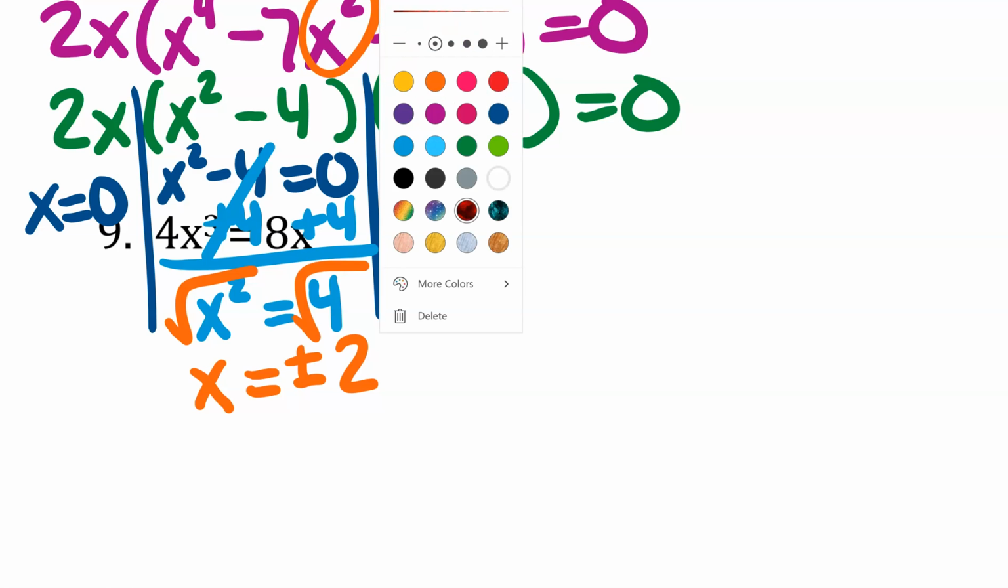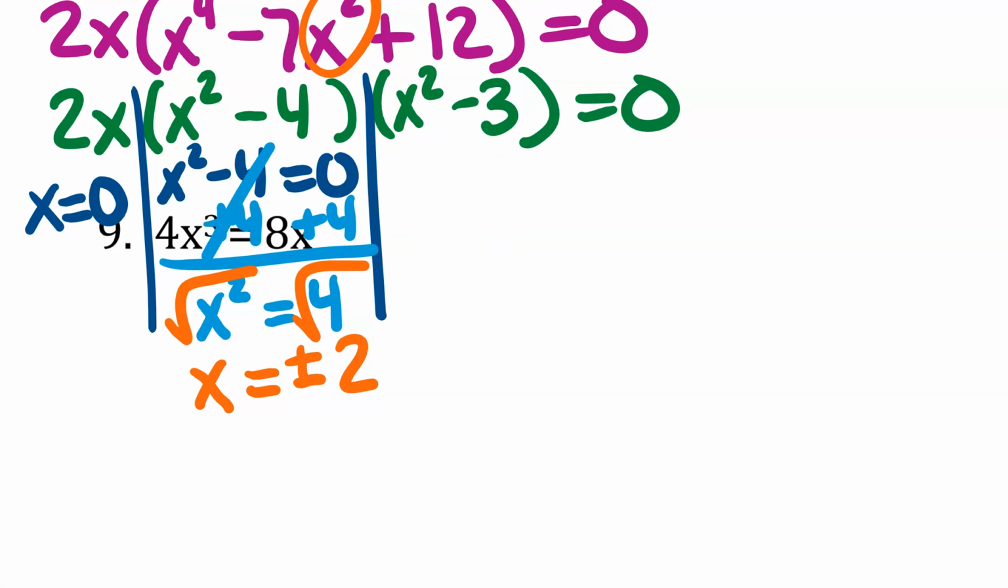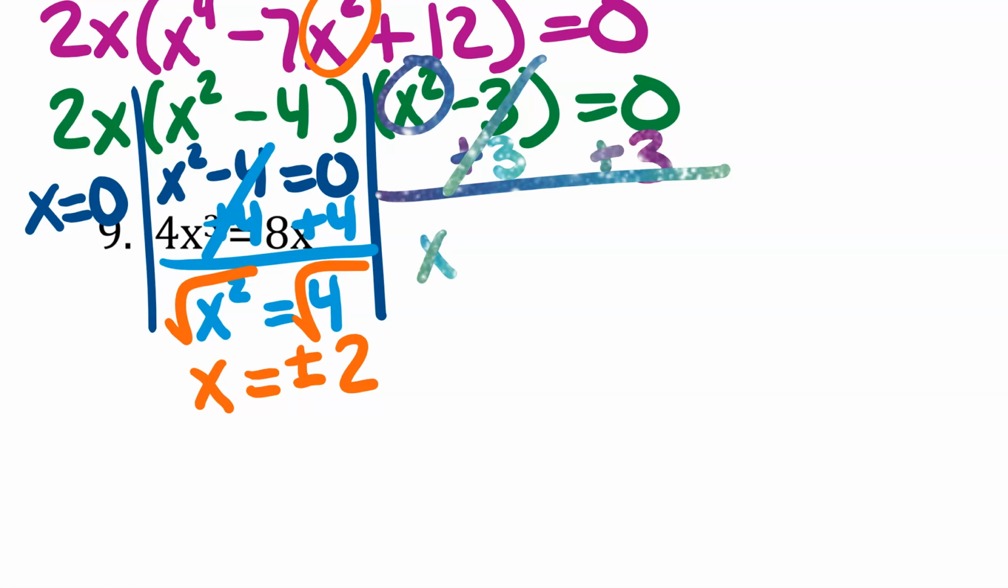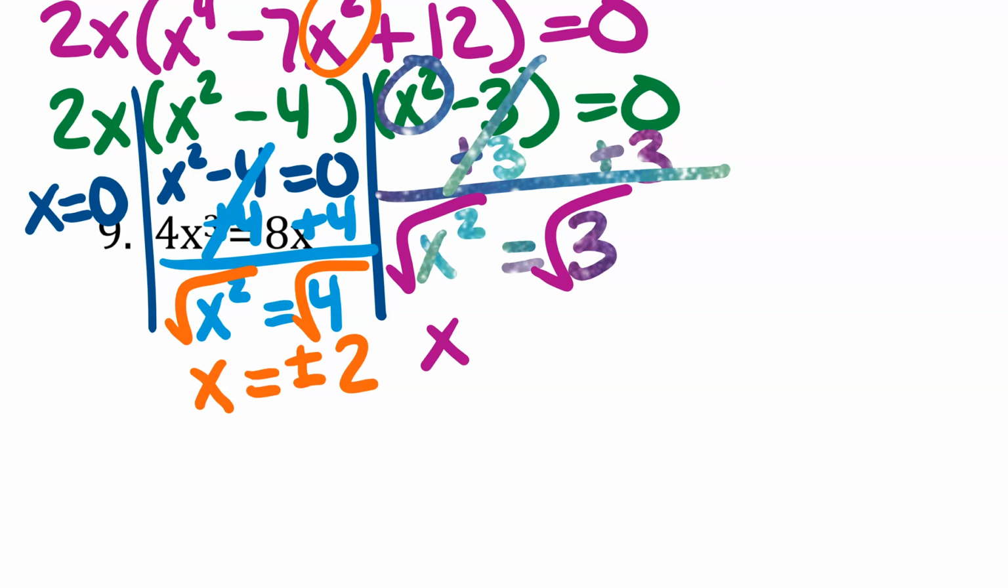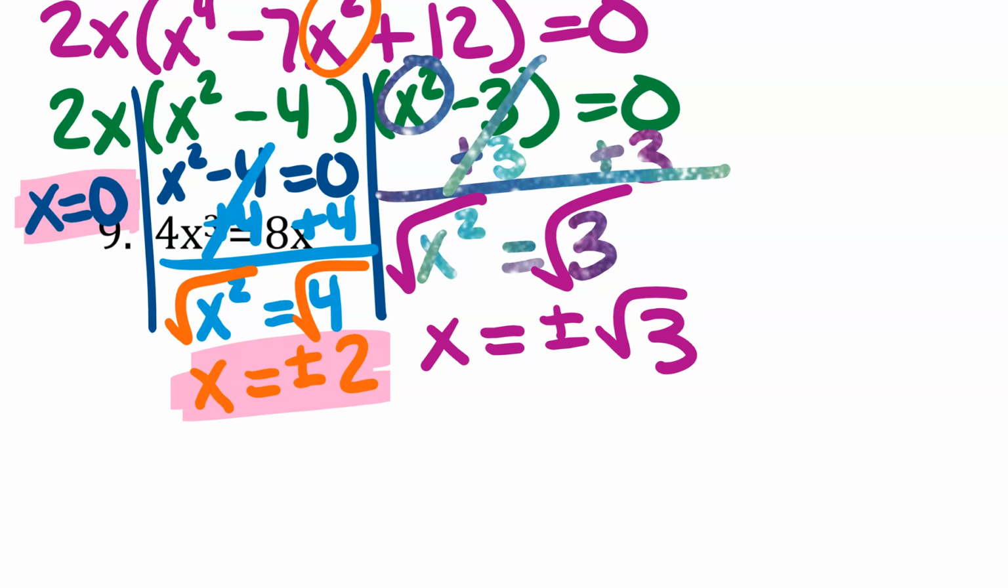Now we have one more 0 over here. Okay, I do need to get this x squared by itself, so I am going to add 3 on each side, and I get x squared equals 3, and same thing, I'm going to square root it. Now I know that you can't take the square root of 3. That's fine. You can still say that x is plus or minus square root 3. So these are all my answers. You have to list 1, 2, 3, 4, 5 zeros.